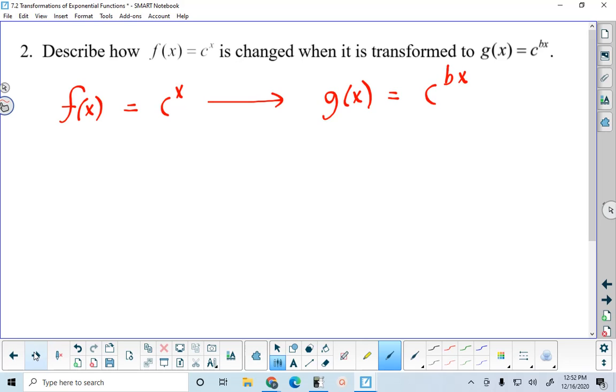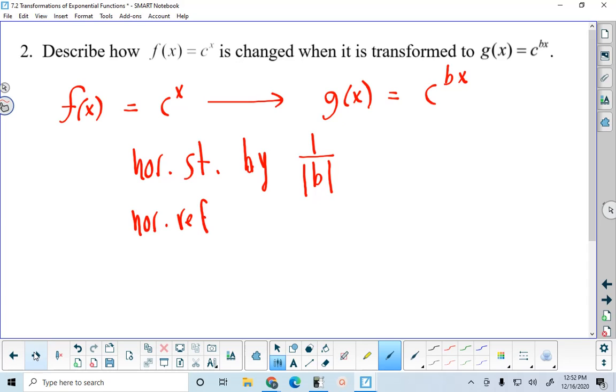This is why I don't like using b for the base. We've got a horizontal stretch by a factor of the reciprocal of the absolute value of b. For goodness sake, on an exam, don't abbreviate your work that much. And then we have a horizontal reflection if b is negative. And again, this is nothing new to you. This isn't earth-shattering.